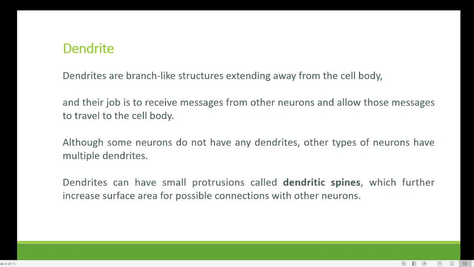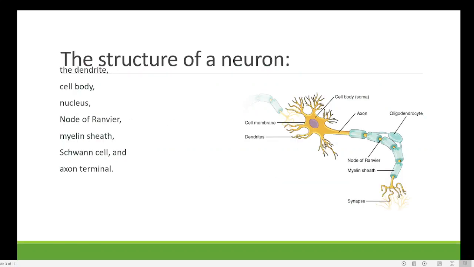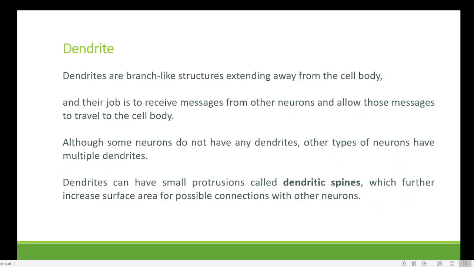So there are two types of extension. One is dendron or dendrites, the other is axon. In the case of a dendron, it carries or receives messages from other neurons and brings them to the cell body. That is the main function of a dendrite or dendron. It simply receives messages from other neurons and allows those messages to travel to the cell body. Taking messages from other neurons and bringing them to the cell body is the main function of a dendron or dendrite.